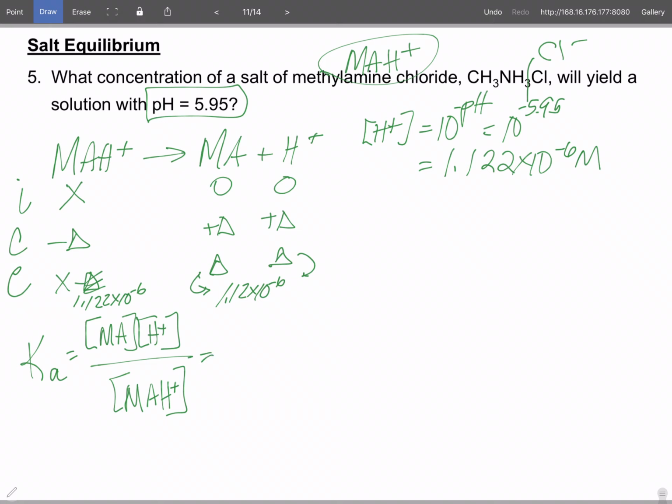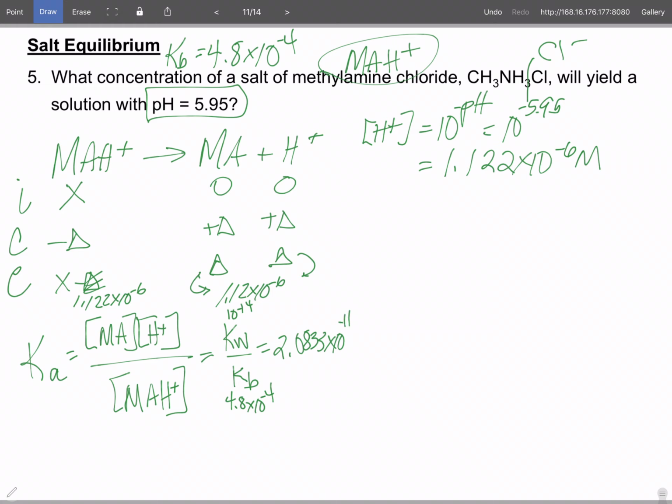So our Ka, we don't have a Ka for this species, but we do have a Kb because it is a conjugate acid. So the Kb of our species is 4.8 times 10 to the minus 4. We got that from our table. So on a test, I'll give it to you. So that means my Ka is Kw divided by Kb. 10 to the minus 14 divided by 4.8 times 10 to the minus 4. So my Ka value comes out equal to 2.0833 times 10 to the minus 11th.